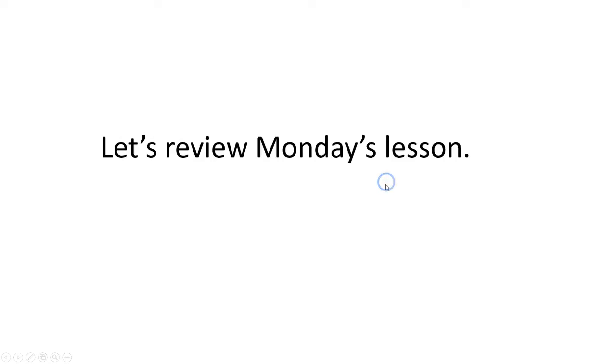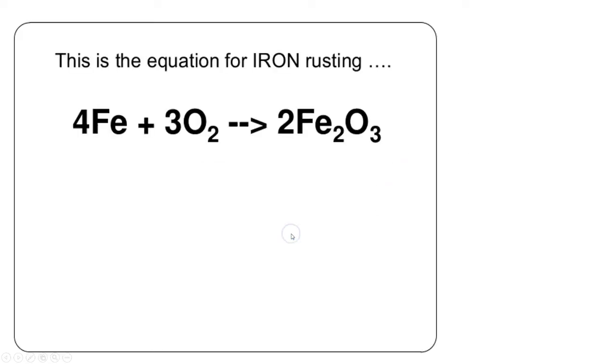But first, let's have a review of yesterday's lesson. So we looked at this equation. This is one of the equations for iron rusting. Iron actually can combine with oxygen to become iron 2 oxide, or it can become iron 3 oxide. And we'll talk about both of those reactions today.